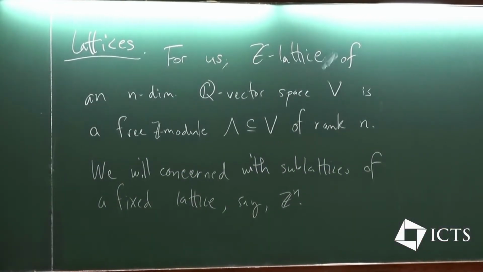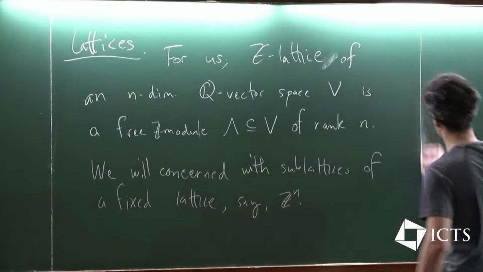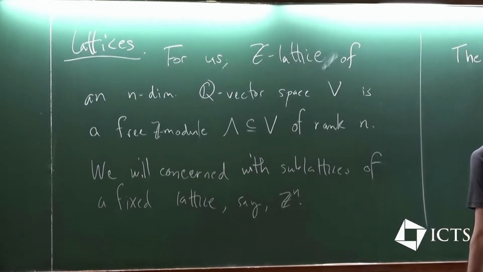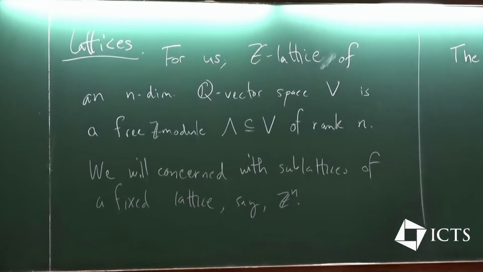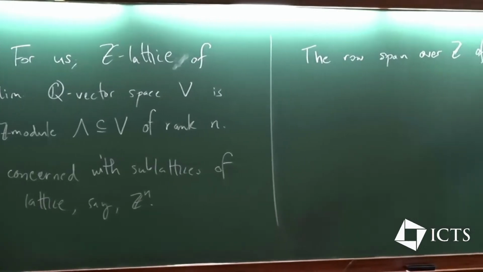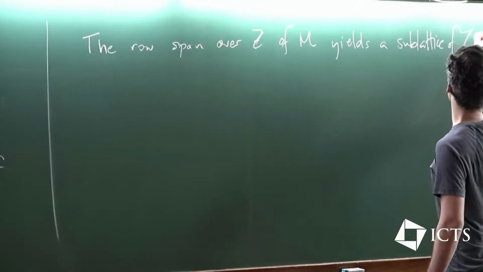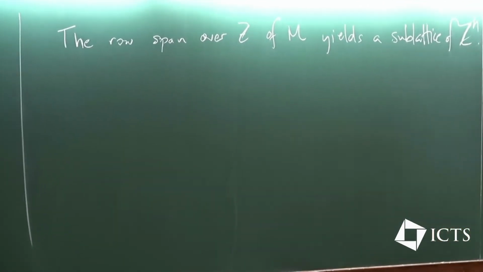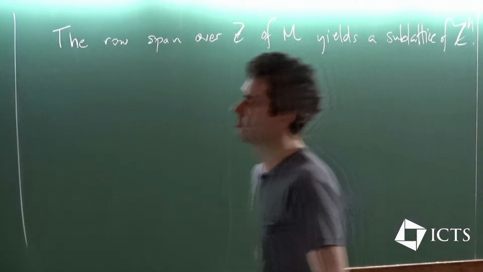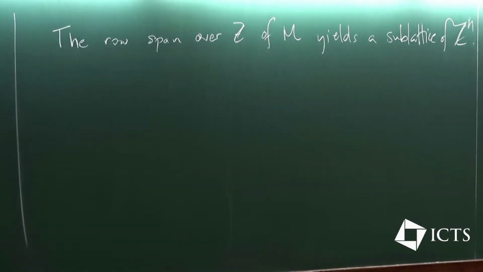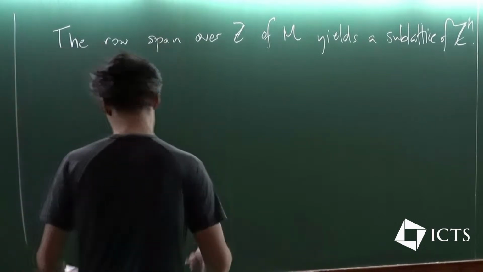Why do I define these matrices, ones with non-zero determinant? Well, if I take the row span, if I take the Z span of the rows of M, I obtain a lattice. So the row span over Z of M yields a sublattice of Z to the n. Now, I'm actually going to be working primarily with matrices, but if you wanted to consider these as lattices, you just think of it this way.